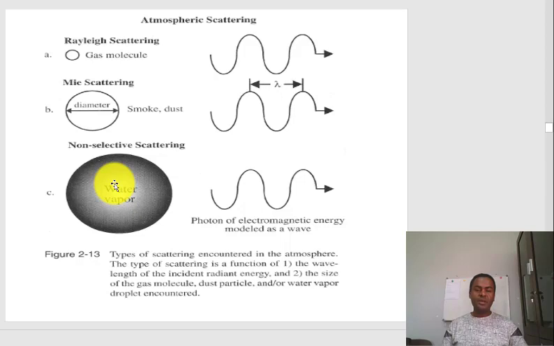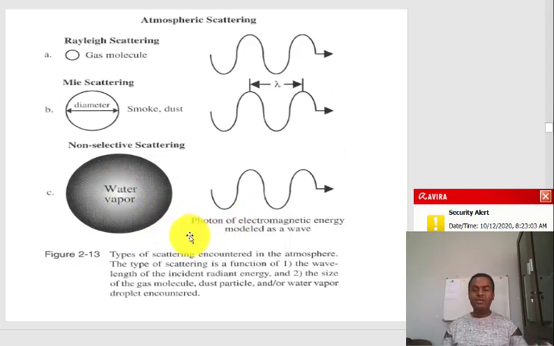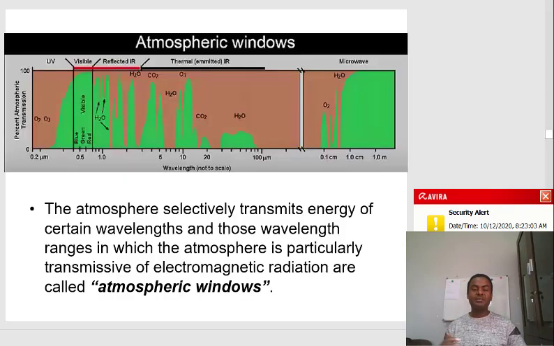So the type of scattering is determined by the type of atmospheric constituent present at a certain time in the atmosphere. All these conditions will affect the amount of electromagnetic radiation that can reach the surface of the Earth. So in remote sensing, knowing this is very important. Here is a very important topic related to the specific wavelength regions that can reach the surface of the Earth, called atmospheric windows. In remote sensing, we are interested in atmospheric windows. What are these atmospheric windows? Atmospheric windows are wavelength regions in which the atmosphere is transmissive.